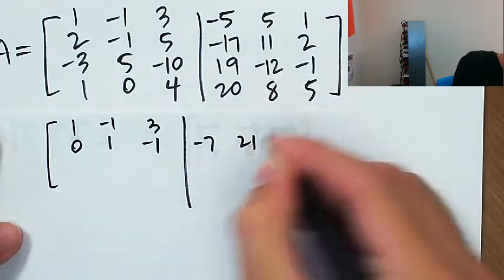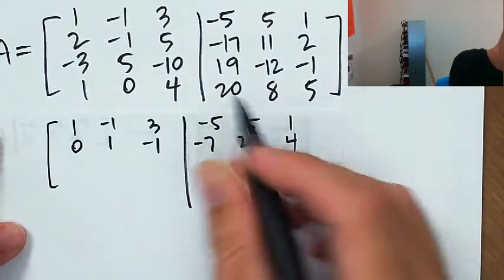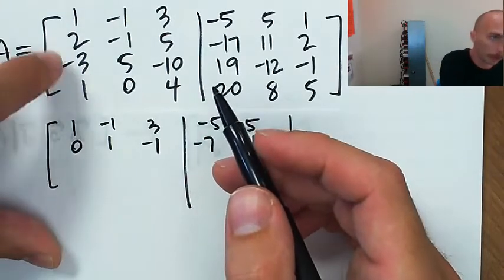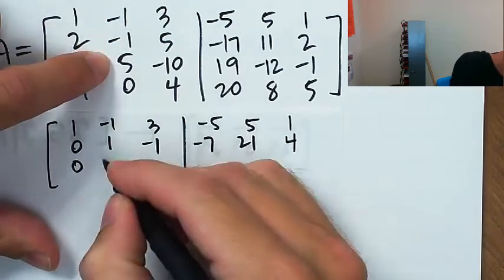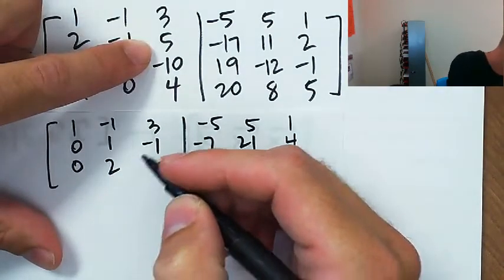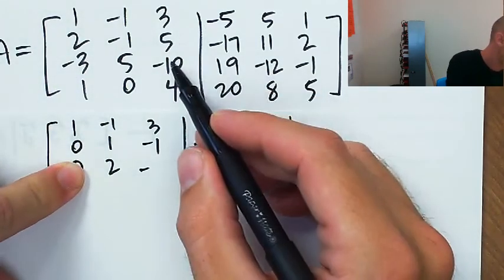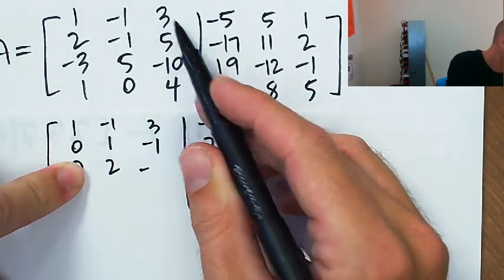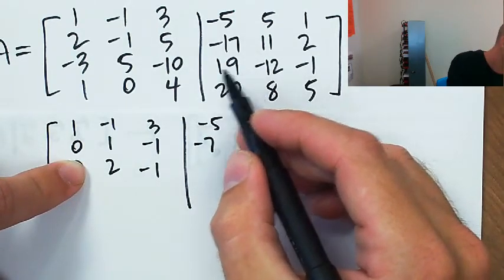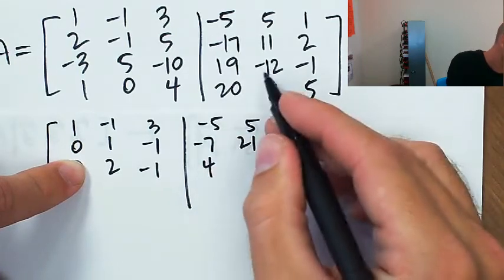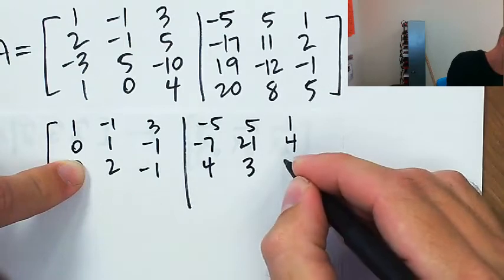Row 2 plus 2 row 1s. Okay, row 3, I'm going to add 3 row 1s. Row 3 plus 3 row 1s. Wait. Hold on. Add 9 to -10, and I get -1. Right? Add 3 row 1s. So 19 minus 15, -12 plus 15, -1 plus 3.